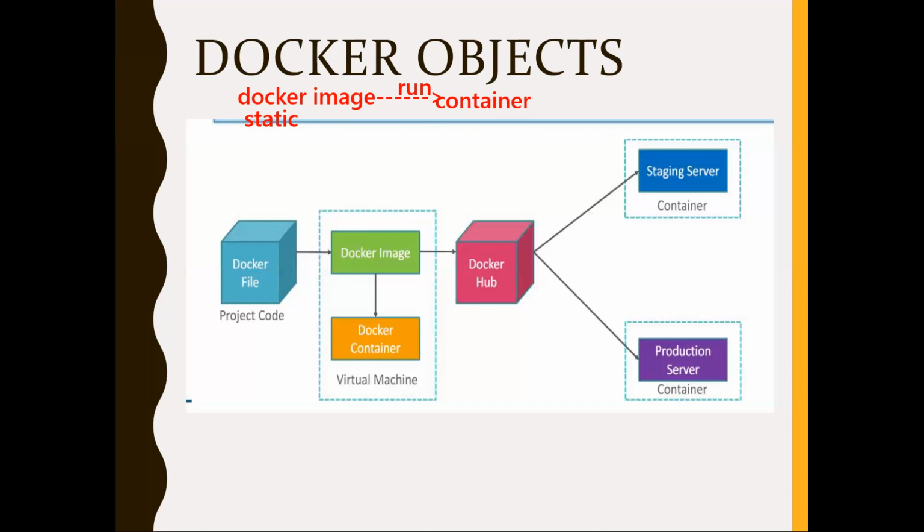Got it, all of you? So this is one point you have to remember. A container is a running instance of the image. You get a container from this Docker image. A Docker image is like a static file.